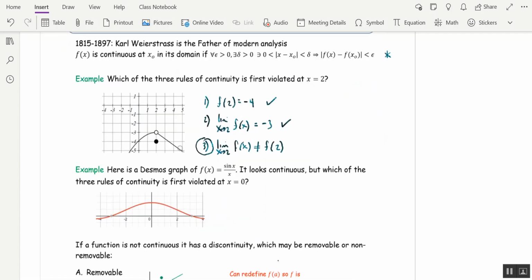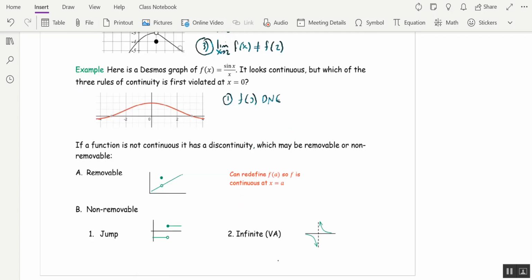Okay, this is a limit we saw last time. I graphed f of x equals sine x over x on Desmos, and the graph looks continuous everywhere, but it's actually not. So the first rule that's violated is rule 1. F of 0 isn't even defined. F of 0 does not exist. However, the limit does exist, and the limit is 1.